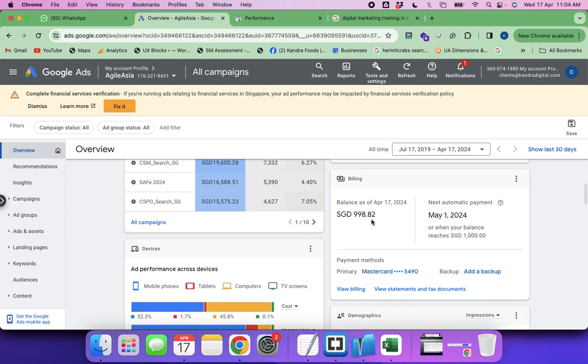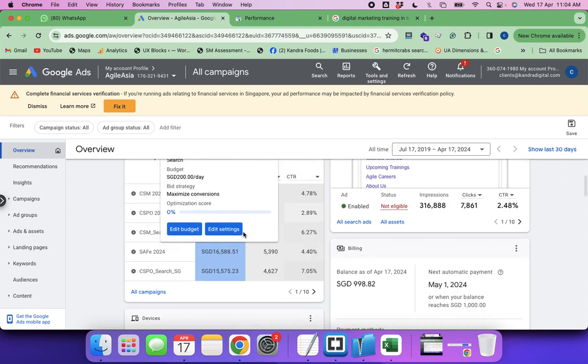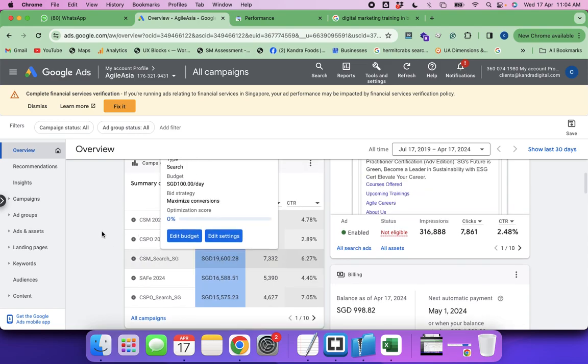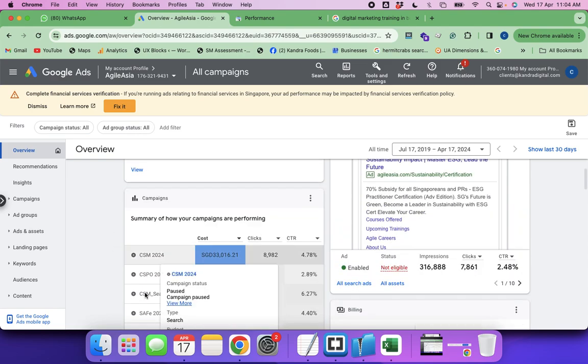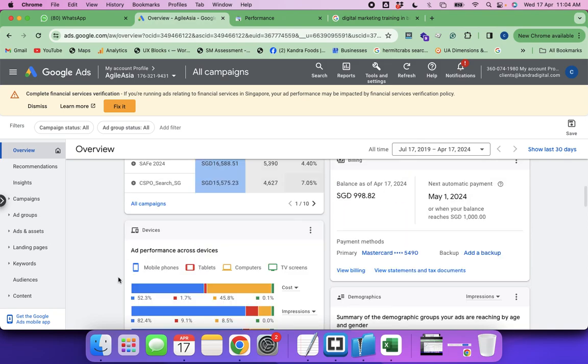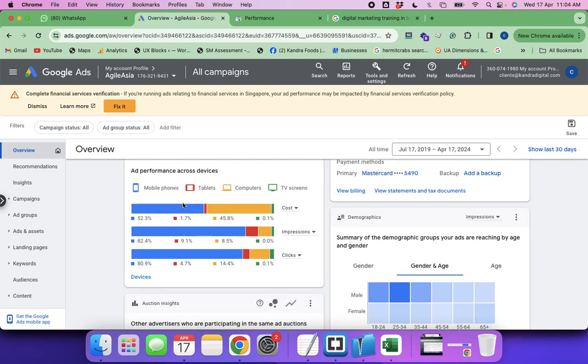Balance shows how much balance is left in the account: close to 1000 SGD, Singapore dollars. Then there is the summary of all the campaigns. A lot of them are paused; currently it looks like everything is paused. Ad performance across devices: 52.3 percent of the traffic is from mobile, and computers and tablets are negligible. Here there is spend by device type, impressions by device type, and clicks by device type.